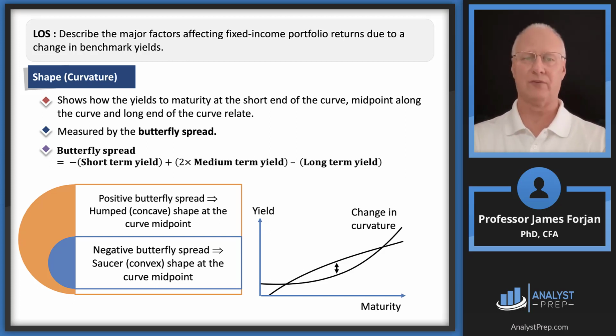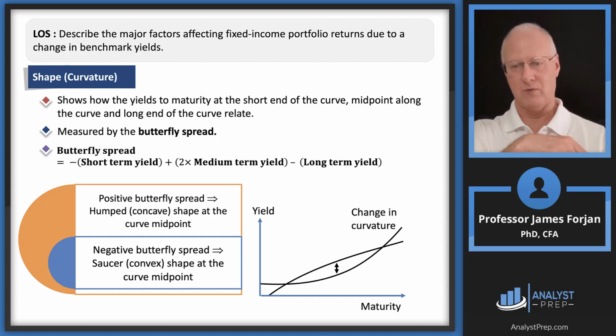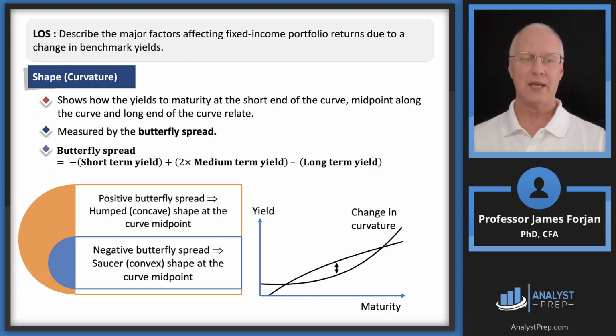Now, the LOS asks us to describe, so go ahead and look at that last diamond point there. What we're going to do is just take a difference between short, middle, and long-term yields. So look at that equation. We're going to take the short-term yield, and the long-term yield, and then in the middle, we're going to take 2 times, we're going to count the medium-term yield twice. And so we'll be able to determine whether that butterfly spread is either positive or negative.